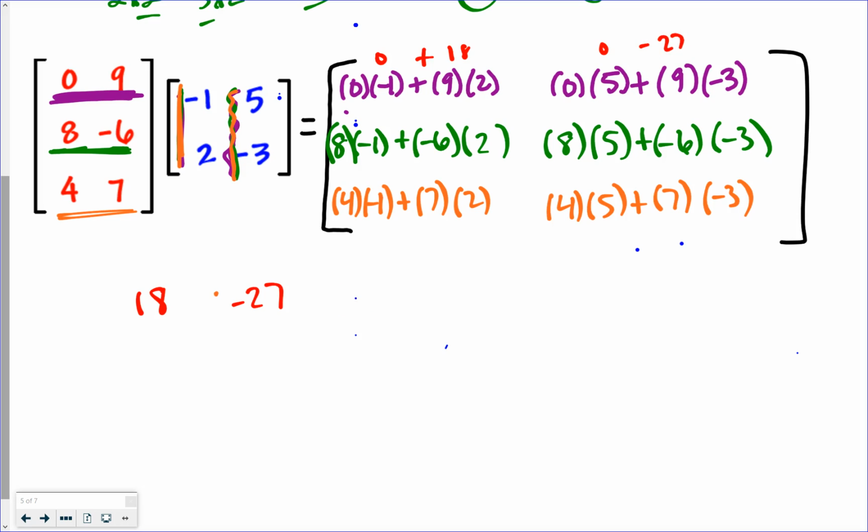All right, 8 times -1 is -8. -6 times 2, -12. So what's -8 minus 12? -20. Good. 8 times 5 is 40. -6 times -3 is 18. So that gives me 58.